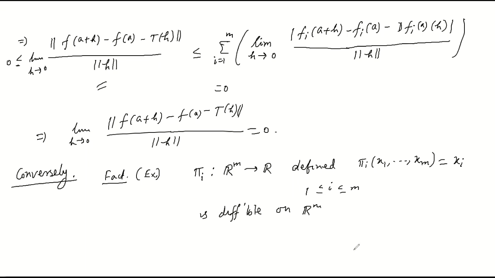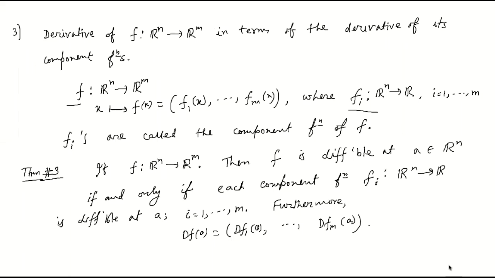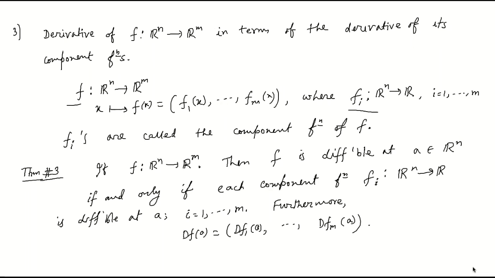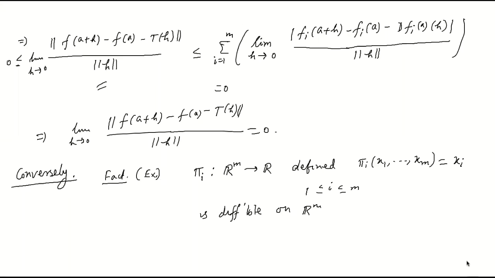Basically this fact follows from the second item. The second item says that every linear transformation is differentiable and its derivative is itself the linear transformation. Here one can easily see that pi_i is a linear function, and therefore it is differentiable and its derivative is pi_i itself.